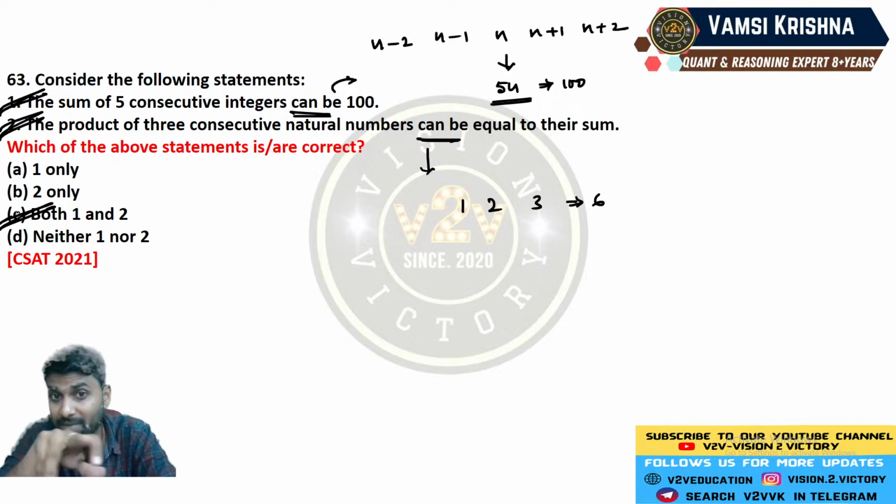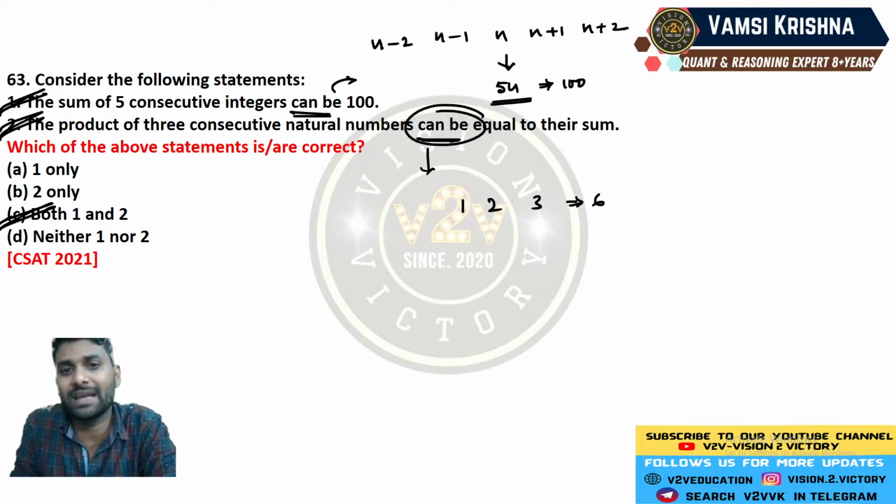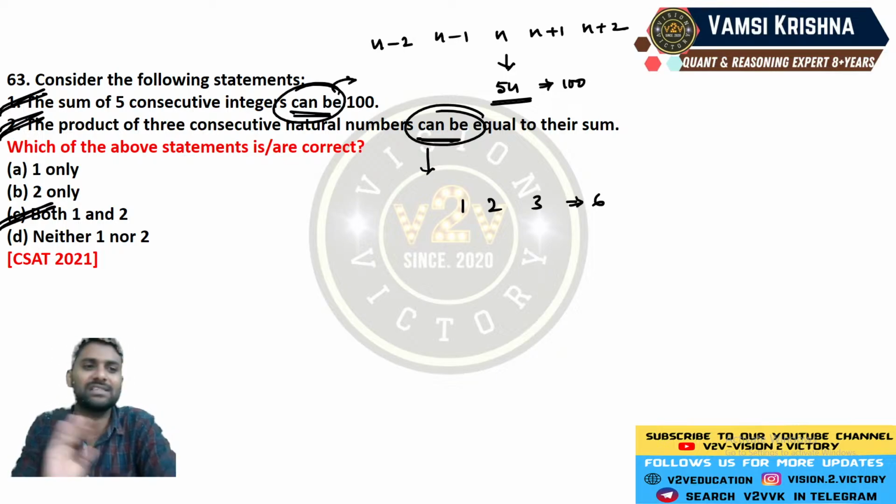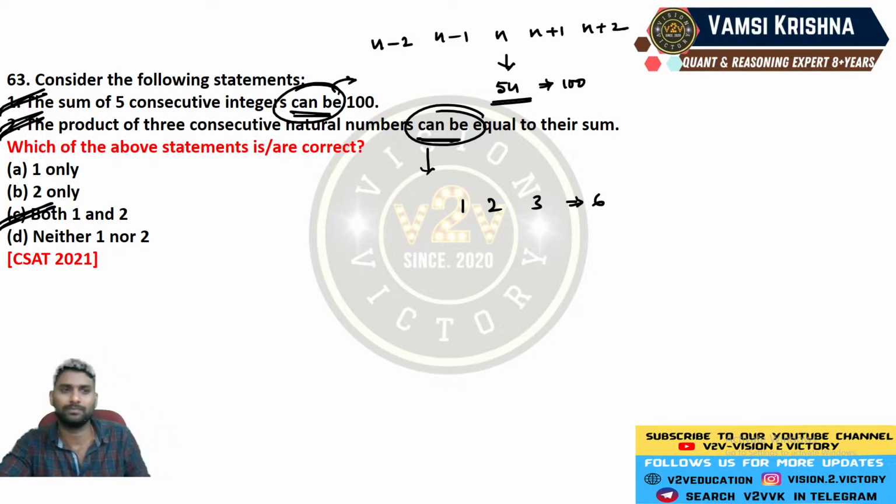It is clearly mentioned that can be. Can be means it is one of the possible cases. Not every set of consecutive numbers, if you add, gives 100, but there are a few consecutive numbers which, if you add, you can get 100. The product is also equal to their sum. So it is possible. Here, can be means there is a chance. That's why both the statements are true.